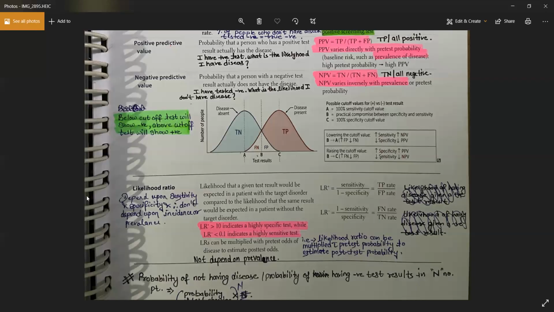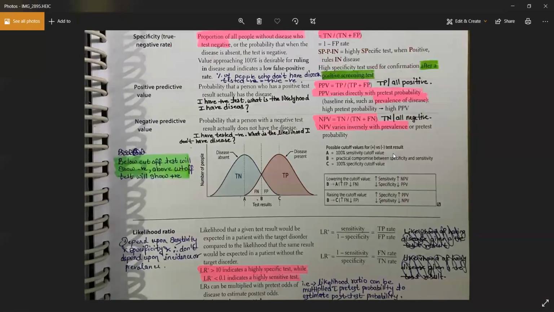So for a positive likelihood ratio, you just need to know the formula for now. You don't need to go into much detail, just know the formula. They will give you certain values for the sensitivity or the specificity of a test, and ask what the positive likelihood ratio or the negative likelihood ratio is. For the positive likelihood ratio, it is the sensitivity divided by 1 minus the specificity, which is the true positive rate divided by the false positive rate.